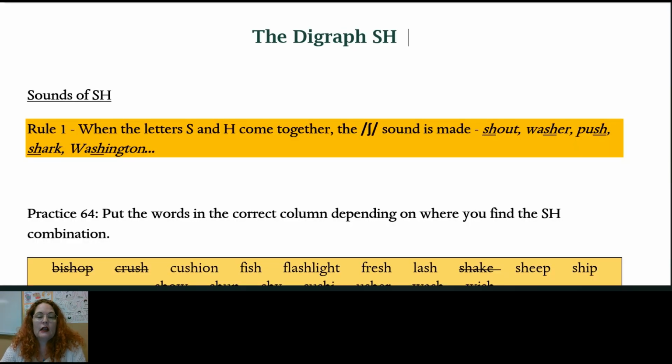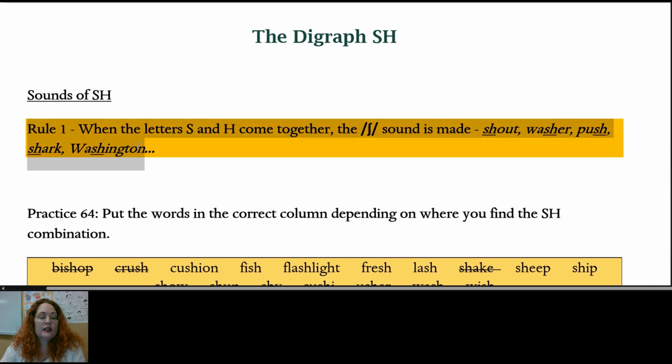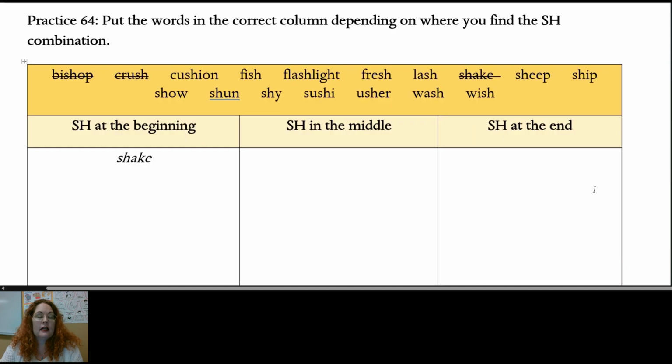Going to talk about the digraph SH. And most of the time, SH makes the sound sh. For example, shout, washer, push, shark, and Washington. In practice 64, find words with SH at the beginning, SH in the middle, and SH at the end of words.